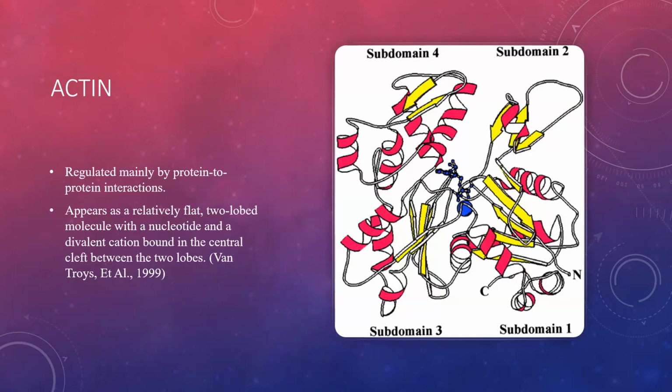So actin is regulated mainly by protein-to-protein interactions, and it appears as a relatively flat two-lobed molecule with a nucleotide and divalent cation bound in the central cleft between the two lobes. So the blue part is the cleft. Some call it a hinge or a fold. The actin interacts with itself to form the F-actin filaments, and the F-actin carries out the cellular function and is formed by a helix where the monomeric G-actin molecules polymerize in a line. So that happens in the middle where the blue part is.